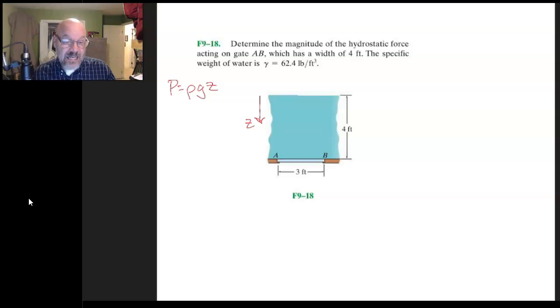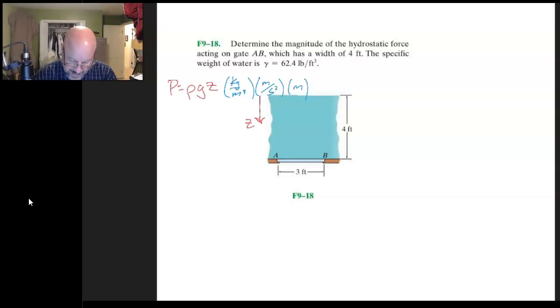Rho is the density of the liquid, which is going to be water most of the time. And g, of course, is the acceleration due to gravity. Now let's take a quick look at our units here. Rho is going to be something like kilograms per meter cubed, and g is going to be meters per second squared, and z is just going to be meters.